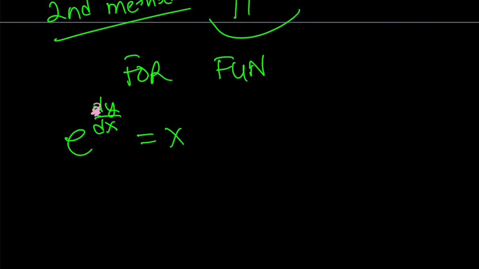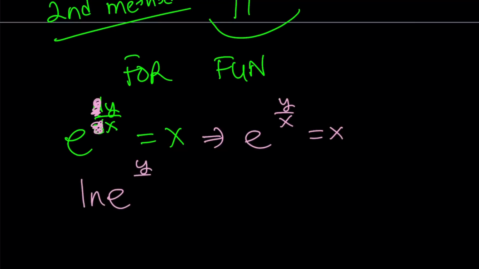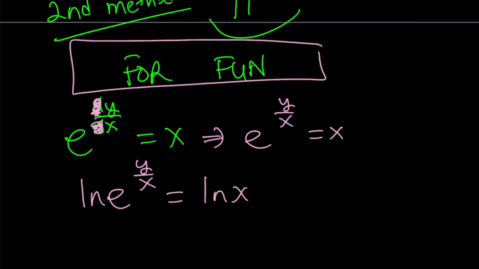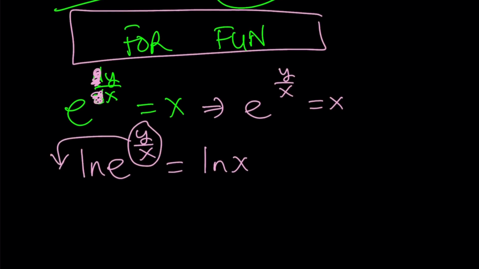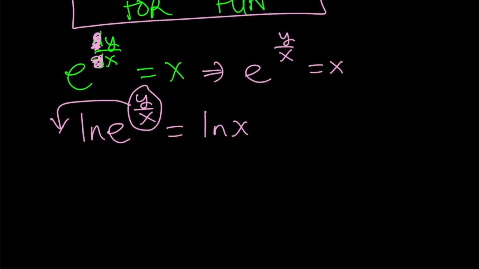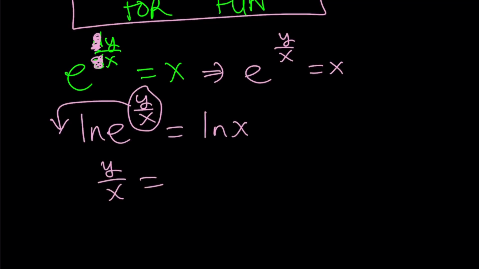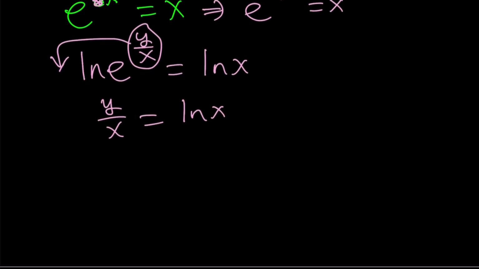I'm going to cross out the d's, like treat this as d times y and d times x, and then we end up with something simpler, e to the power y over x equals x, and then I'll ln both sides. Again, this is for fun. Don't take it seriously. I keep saying it because I'm afraid some people are going to use this strategy on the test and say, hey, I watched a YouTube video that talks about this technique. What technique? Anyway, so from here we get y over x equals ln x. And if you multiply both sides by x, if everything goes well, we get the following.